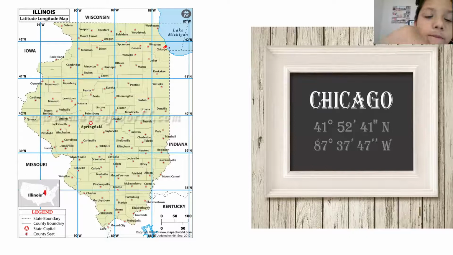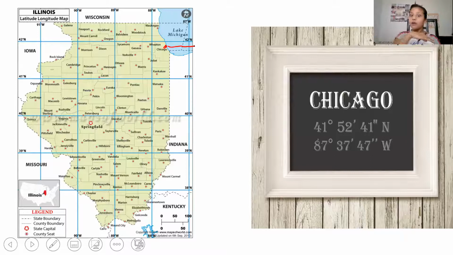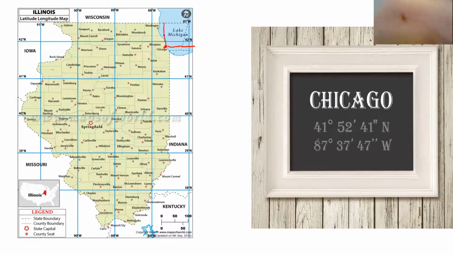Here's Chicago. First, we have to find the latitude, which is kind of like someone laying down. To memorize latitude, it's laying down latitude. For longitude, it's longitude. Say it with me. Laying down latitude and longitude. Great job. So we have to find latitude and then longitude. So let's find the latitude first.